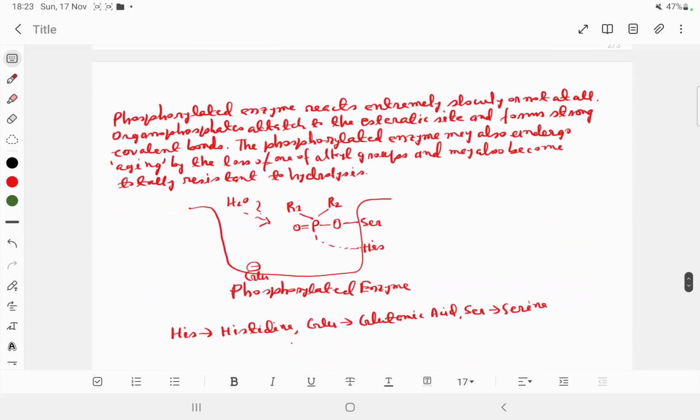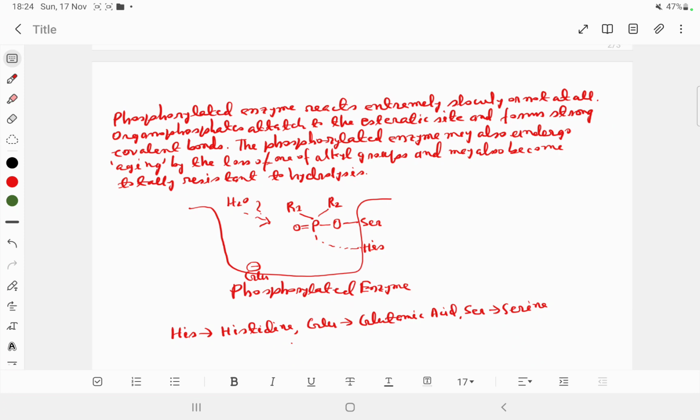Now in case of the phosphorylated enzyme, it reacts extremely slowly or not at all. So the organophosphate attaches to the esteratic site, that is this site, and forms strong covalent bonds which are unbreakable, and the phosphorylated enzyme may also undergo aging by the loss of one of the alkyl groups, either R1 or R2, and it may also become totally resistant to hydrolysis, which causes irreversible inhibition of the enzyme.